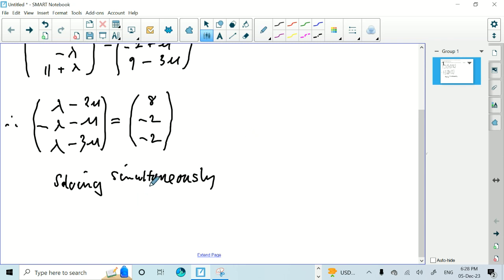Let us call these equations. I've got lambda minus 2 mu is equal to 8. So let's just move this out of the way so we can work. I'll call this equation 1. And then I also have minus lambda minus mu is equal to minus 2. And that will be my equation 2.